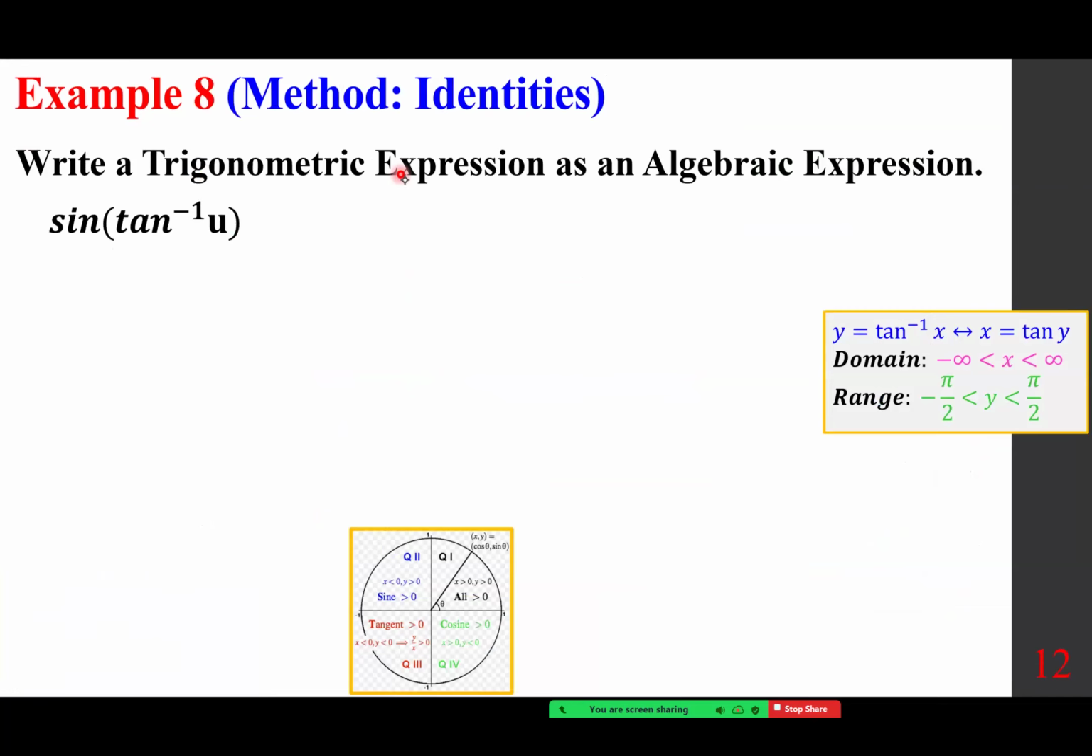Write the trigonometric expression as an algebraic expression: sine of tan inverse of u. So tan inverse of u is an angle or arc or theta. By definition, tan of theta is u, and we want sine of theta. So tan of theta is u, find sine of theta. That's the question.